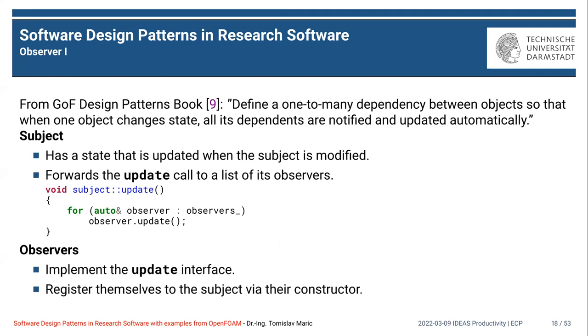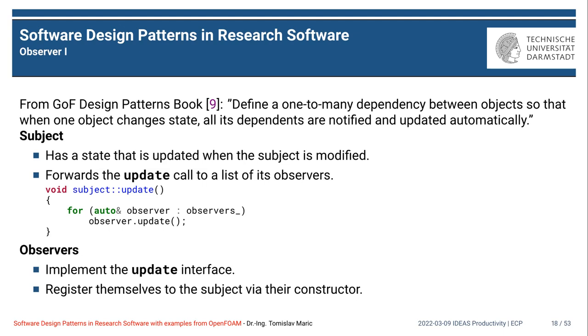Okay, and let's now look at this observer pattern. It's the hope that this is going to answer the questions about the hidden global access and everything. The observer defines a one-to-many dependency between objects, so that when one object changes its state, it forwards this change to all the depending objects. So you have two things.